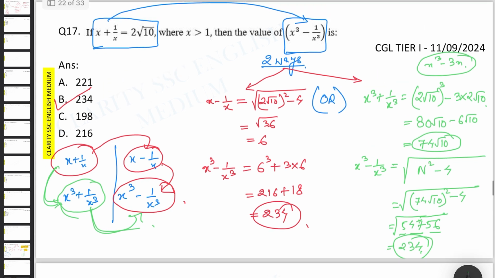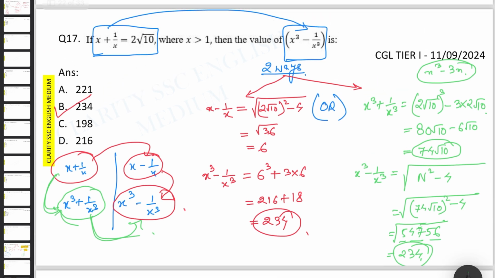You can solve this question in these two methods. The first one is much easier, I think. And the second one is also easy, but it's a little bit calculative. But you can go either way. It will not take much time. Now let's see the reverse method.